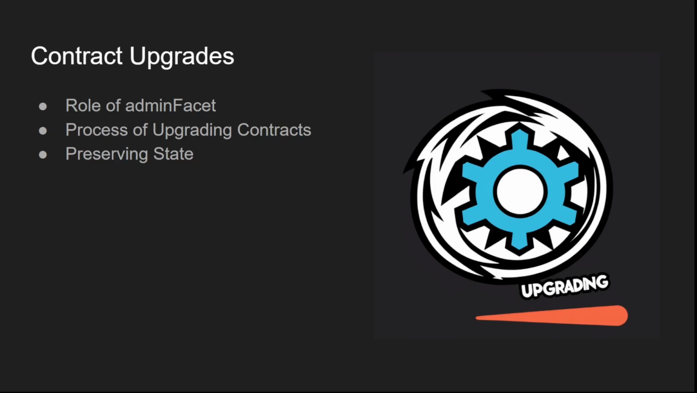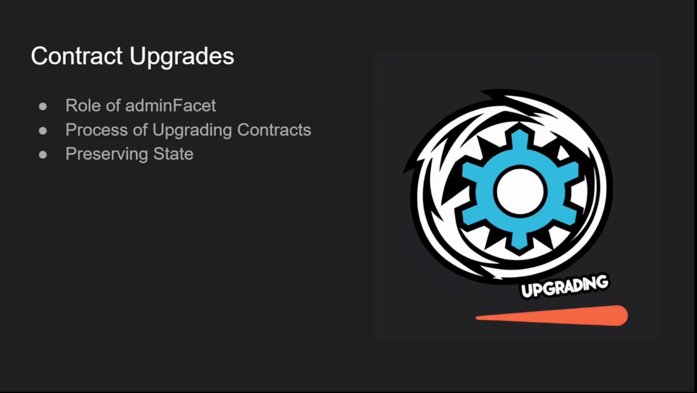Step 1 of this 5-step process is preparation. Before initiating an upgrade, developers will prepare the new contract code. This code includes all the improvements and changes that need to be made in the contract.